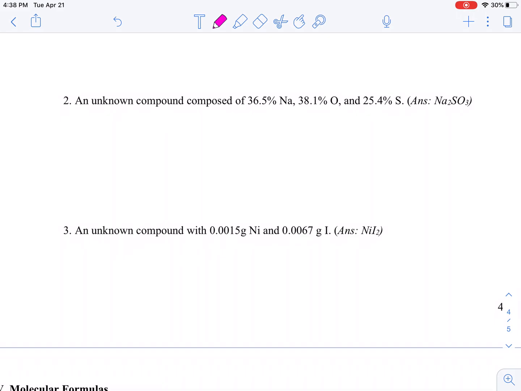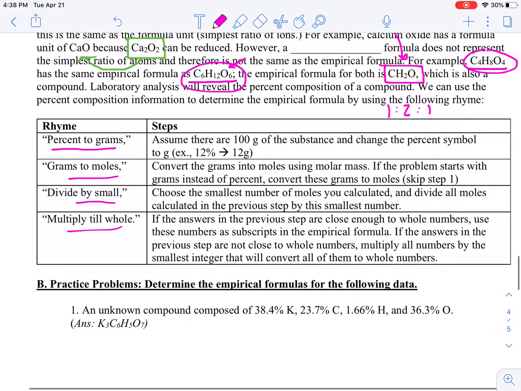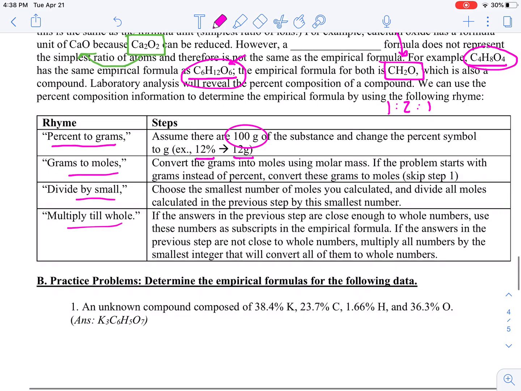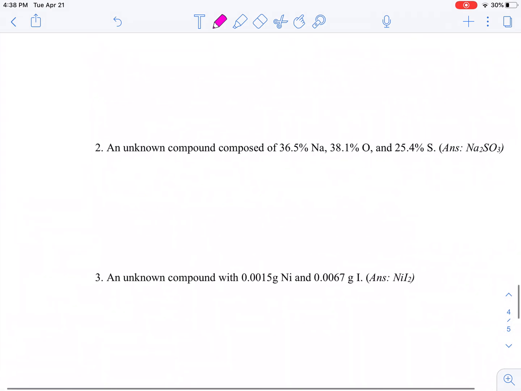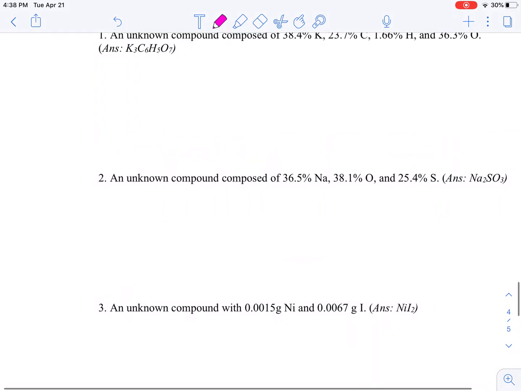Now, the first line of our rhyme is to take percent to grams. And we have a little trick up our sleeves. If we assume that we have 100 grams of any substance, and 12% of our substance is carbon, for instance, then we have 12 grams of carbon, right? So we can turn percents into grams by simply assuming we have a 100-gram sample, and that just makes our math much easier. You could pick any size sample, but 100 happens to be the easiest.